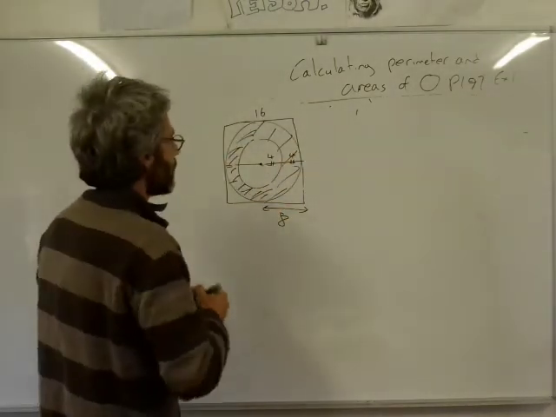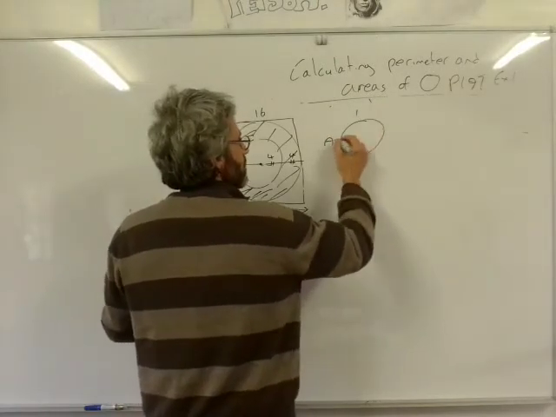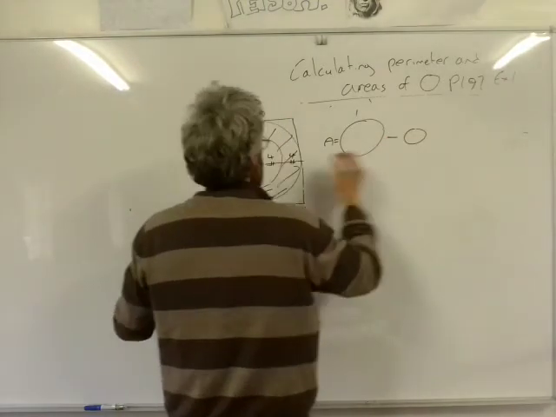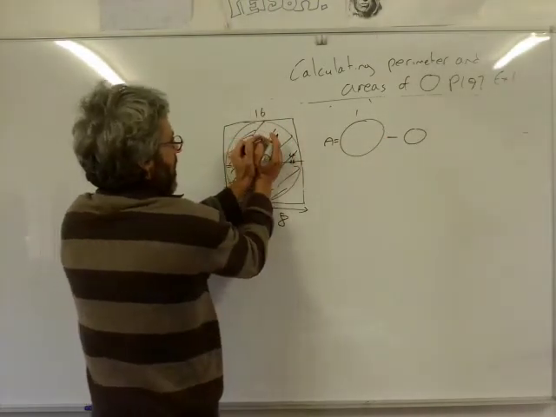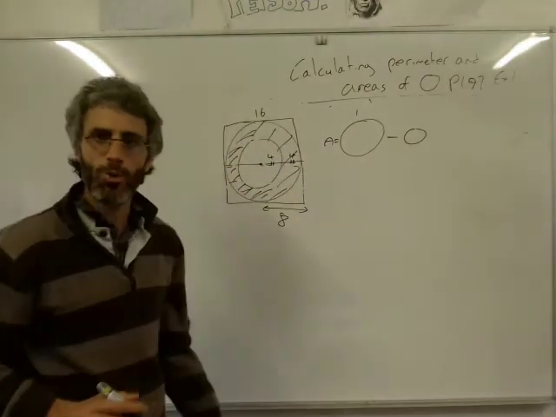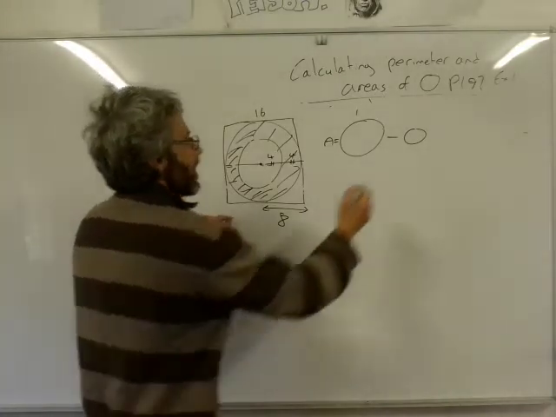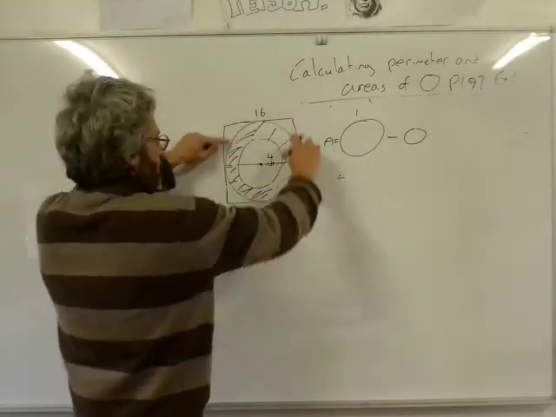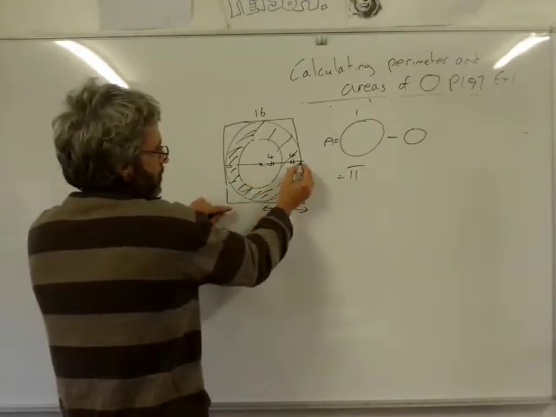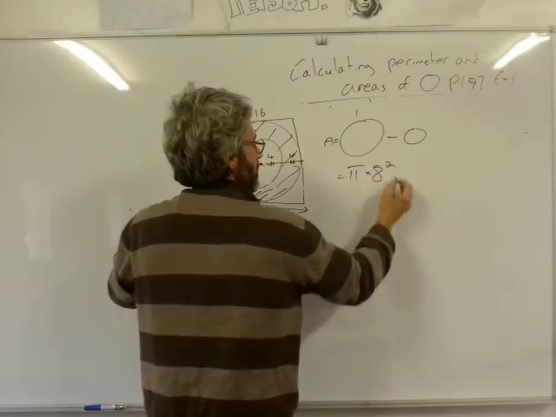Now what I'm going to do is find the area of the big circle, and I minus the area of the small circle. If I take away the area of the small circle from the big circle, I'm going to end up with that donut, isn't it? That's why I'm calculating the area of that donut. So the area of the big circle, that's not a problem, is pi r squared. What is the radius? The radius of the big circle is 8. So it's pi times 8 squared.